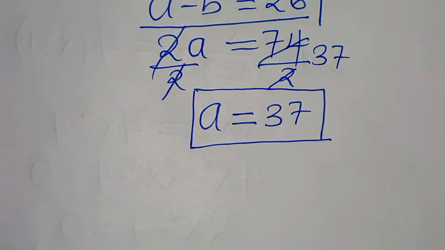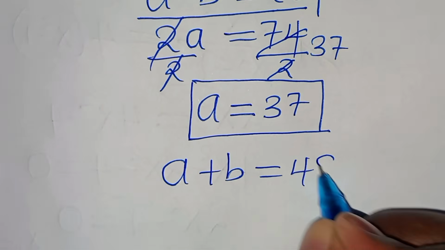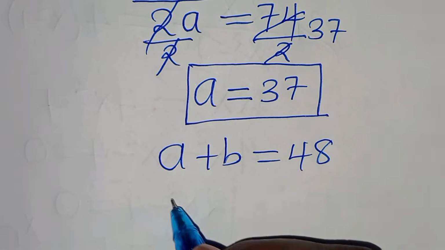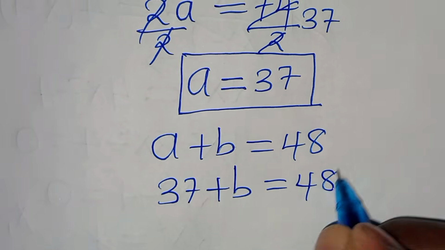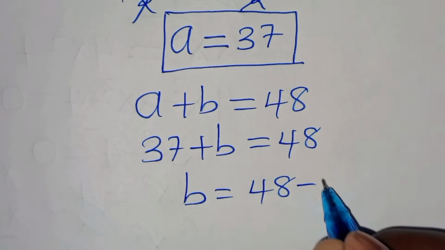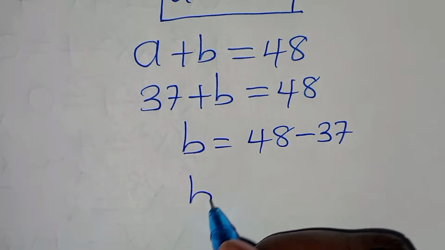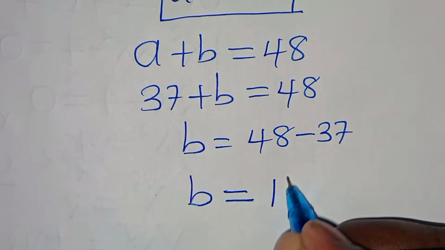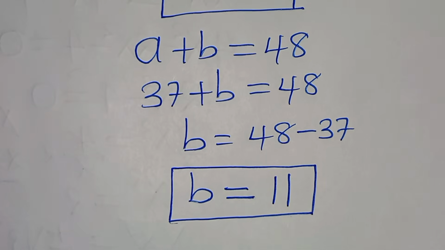Now let's solve for b. Remember, a plus b is equal to 48. This means that 37 plus b is equal to 48, so that b is equal to 48 subtract 37, and we have the value of b equal to 11.